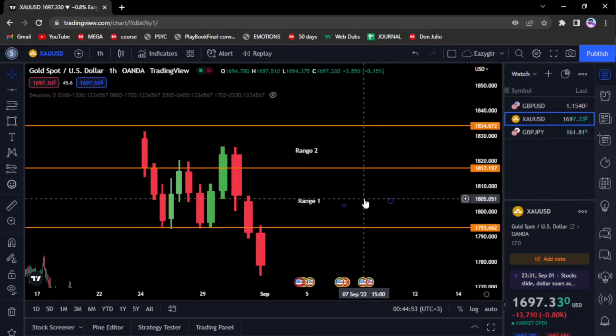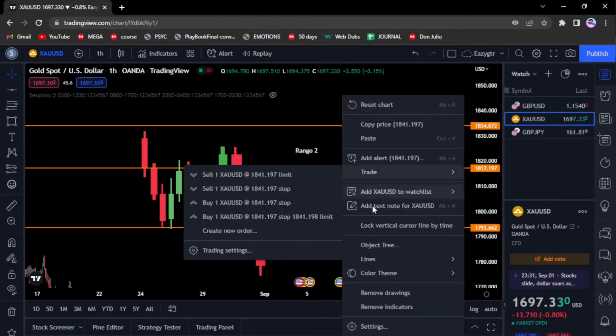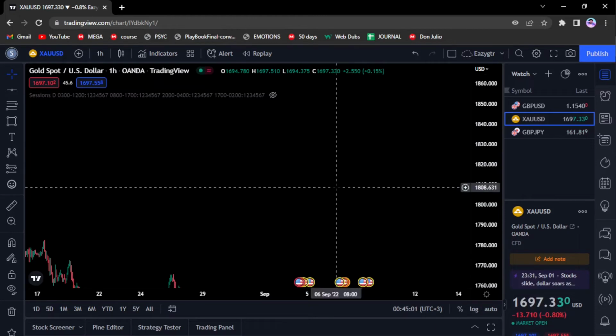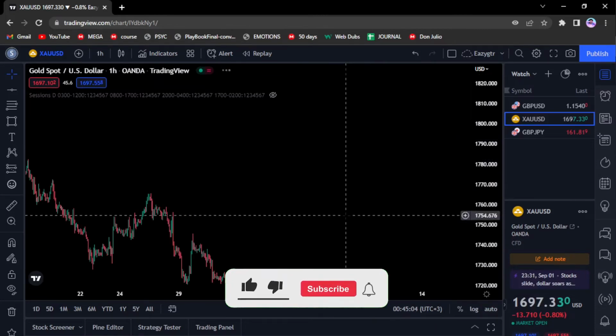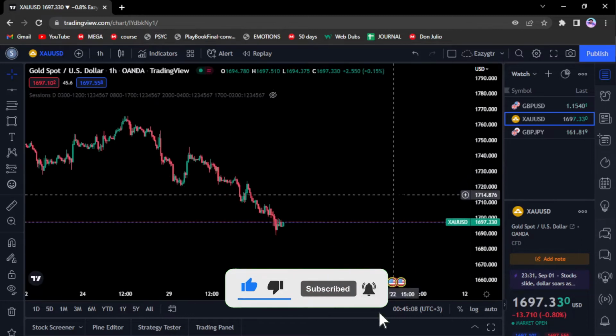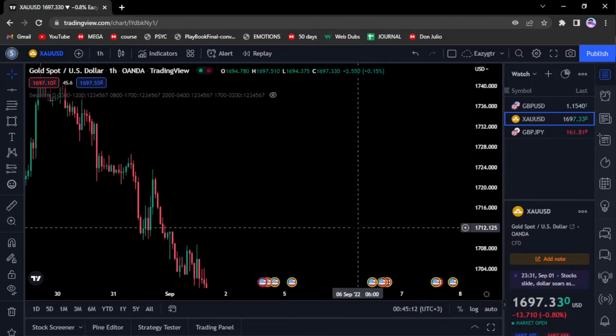So that's how you're going to use ranges to determine where a fake out would occur and where you could get an actual breakout. Okay, so I think that illustration is enough. Let's move on to price itself and how price actually looks during a fake out.